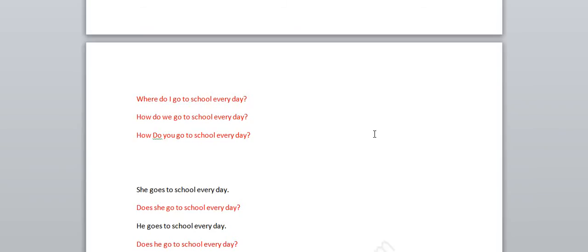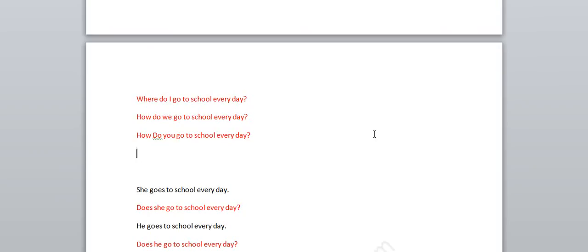Suppose you are converting any simple present tense into questions, you need to use do and does. You need to remember when we need to use do and when we need to use does. That is the main important thing. Already I told you that when the subject is third person singular, only at that time we need to use does. In all remaining cases we need to use do. Third person singular means he, she, it. In these cases only you need to use does. In all the remaining cases you need to use do.